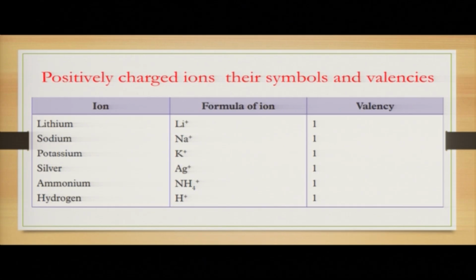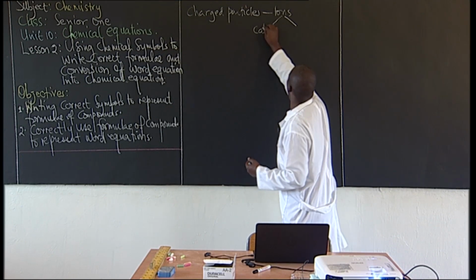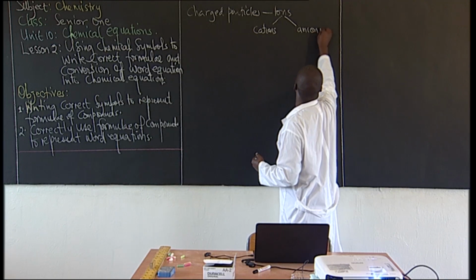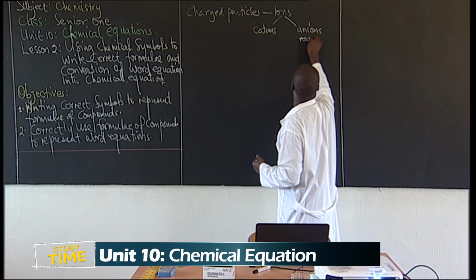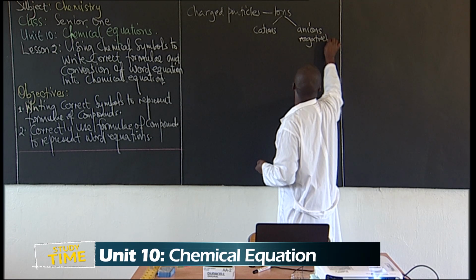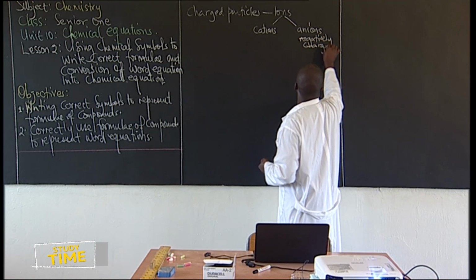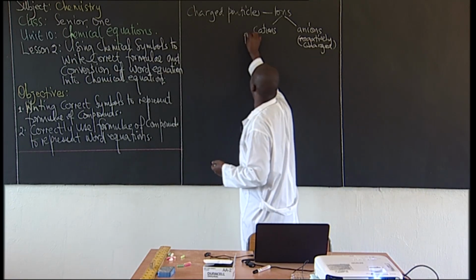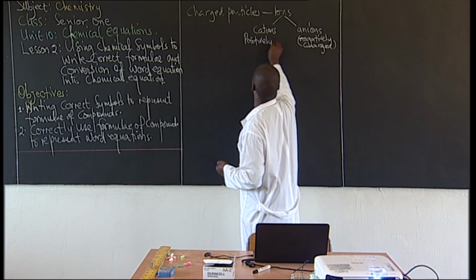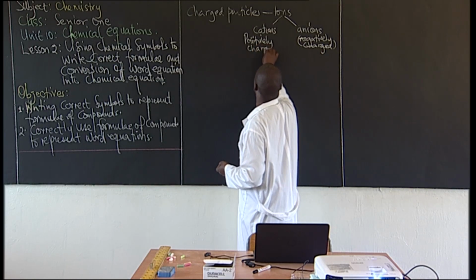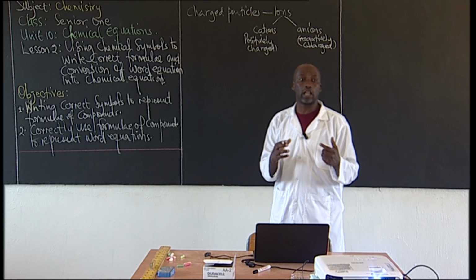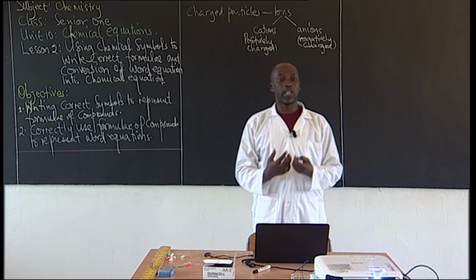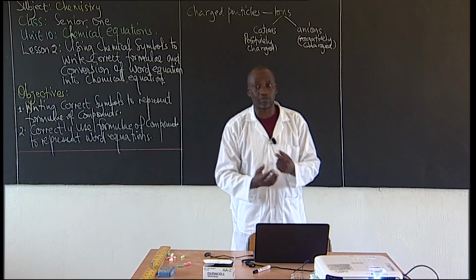The charged particles are referred to as ions. And we have two types of the ions. As you can remember, we have the cations and we have the anions, where the anions are negatively charged, whereas the cations are positively charged. So that is very important to remember, positively charged ions. So those are the two types of the ions that we have. So we're just going to look at the symbols and then their valences.